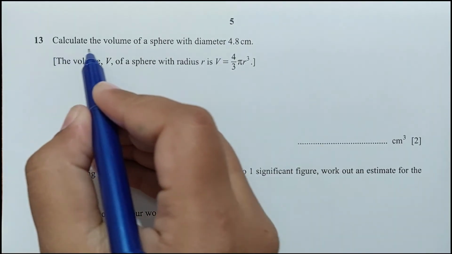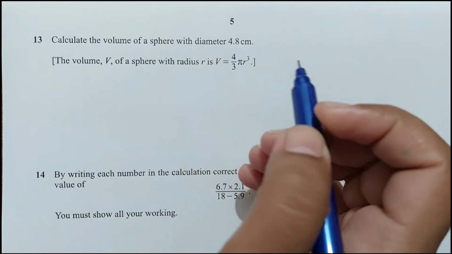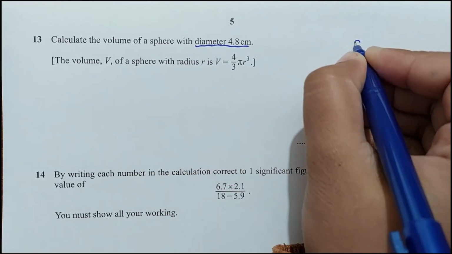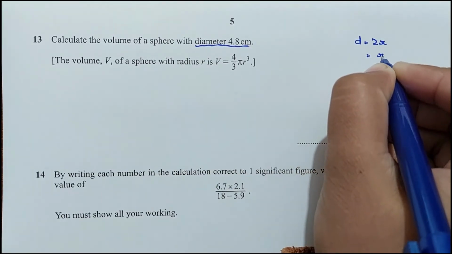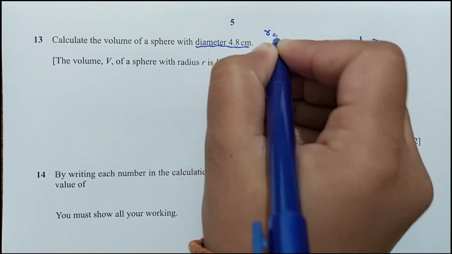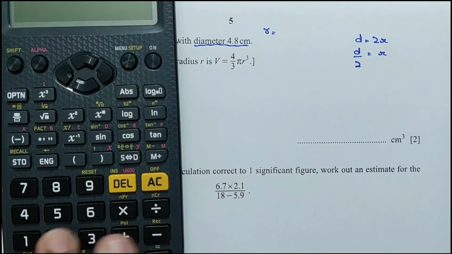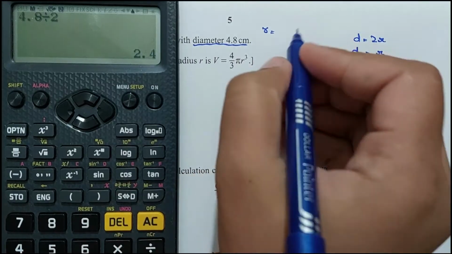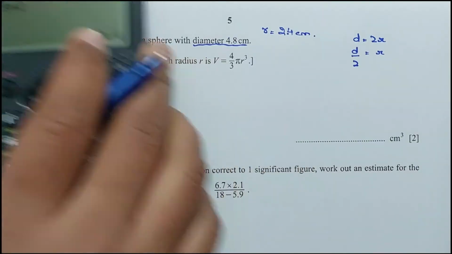Question number 13, calculate the volume of a sphere with the diameter 4.8 centimeters, right? We have been given the diameter. Diameter is equal to 2 times the radius, and the radius would be equal to diameter divided by 2. So the radius is equal to 4.8 divided by 2. This would be 12 by 5 or 2.4, so the radius is 2.4 centimeters, right?